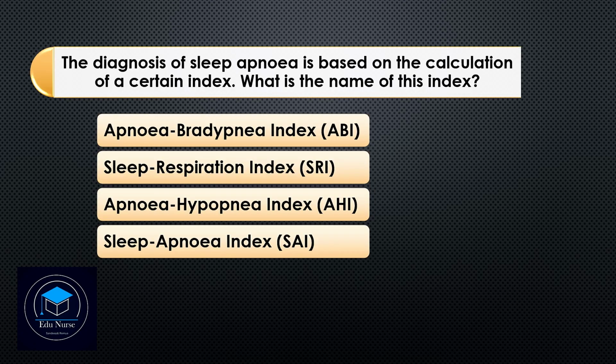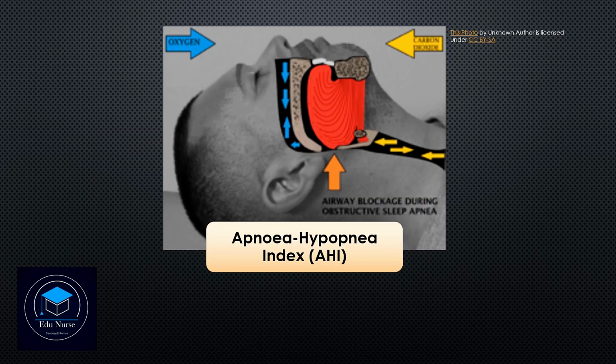The diagnosis of sleep apnea is based on the calculation of a certain index. What is the name of this index? And the options are apnea bradypnea index, sleep respiration index, apnea hypopnea index, sleep apnea index. The answer is apnea hypopnea index.